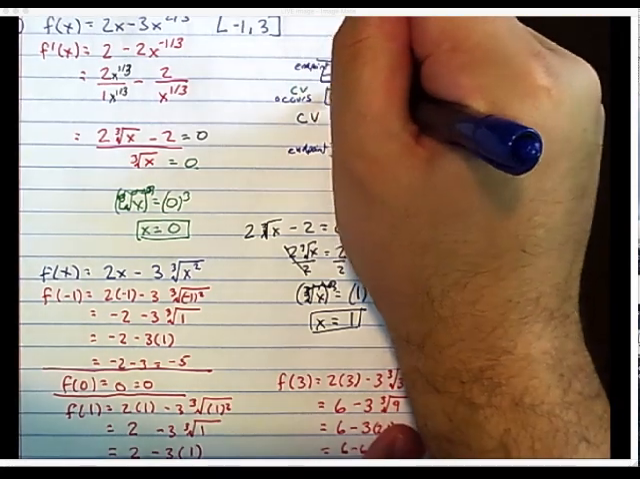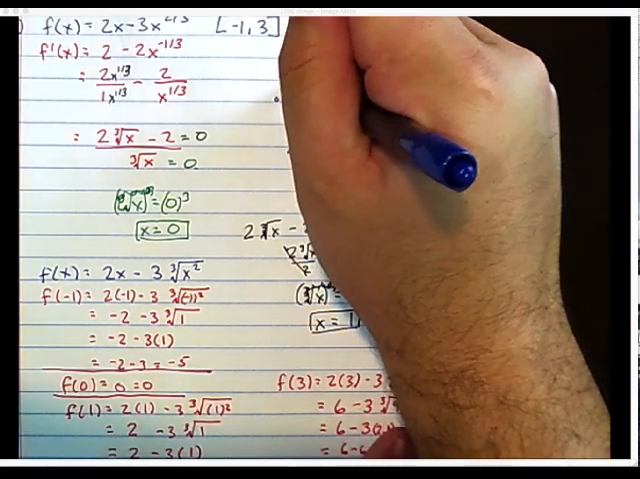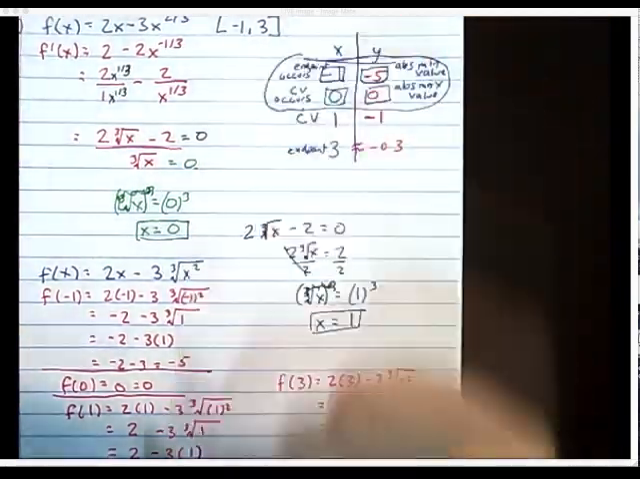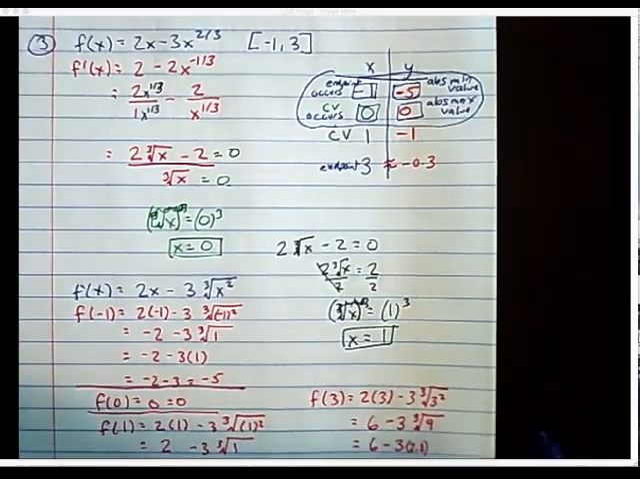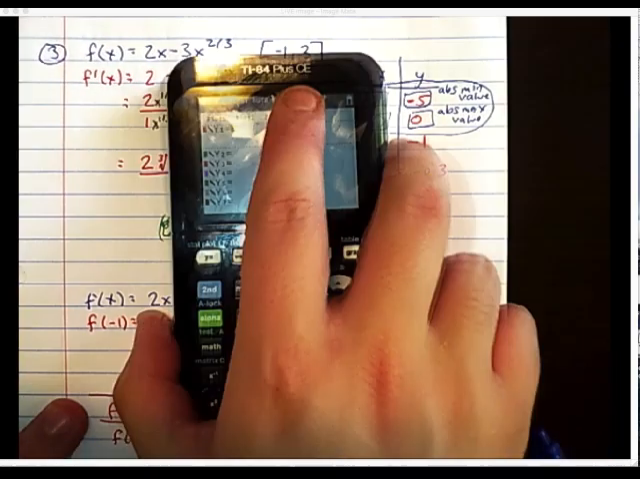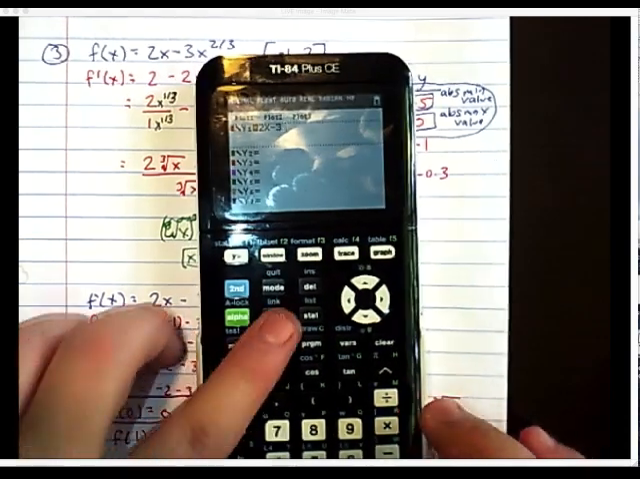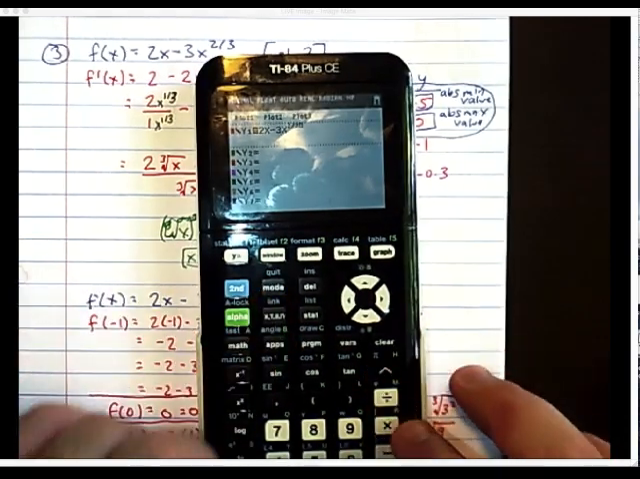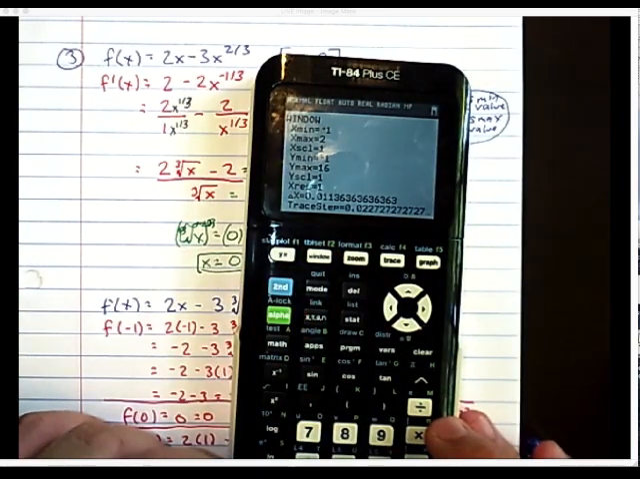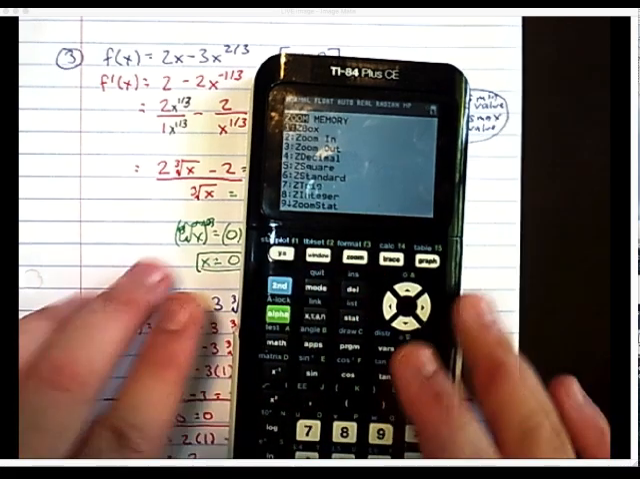And that occurs at an x value of negative 1. We did that totally without graphing it. Now let's graph it to check it. So the original function was 2x minus 3 times x raised to the 2/3 power. And I only care about this over the interval negative 1 to 3. Then we'll do a zoom fit.